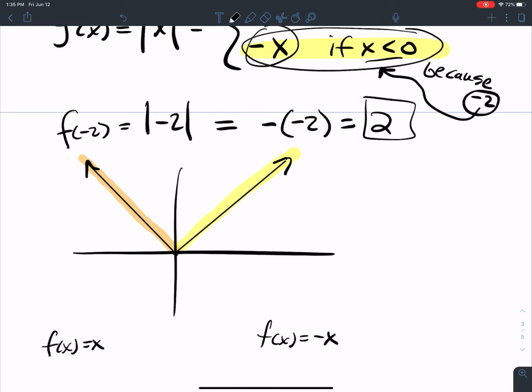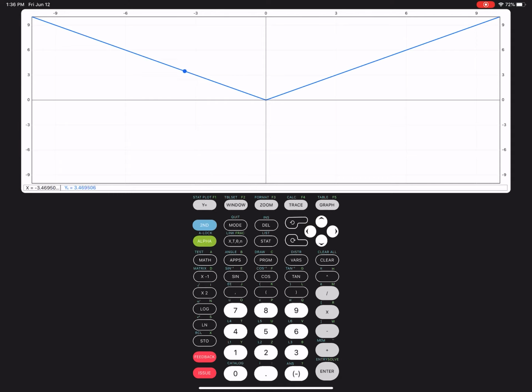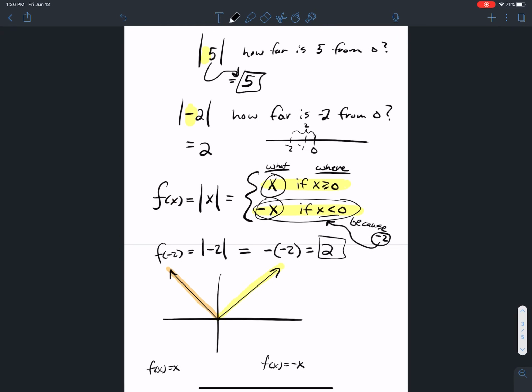And I think we can do it on the calculator. Let's see if we can do it on this one. So I'm going to go to graph, and I'm going to see if I can do math. And let's see, can I do absolute? Yeah, let's do absolute value, and then X, and then enter, and you see the V. So that's a weird looking V, but that's the V, all right, that I'm talking about there.